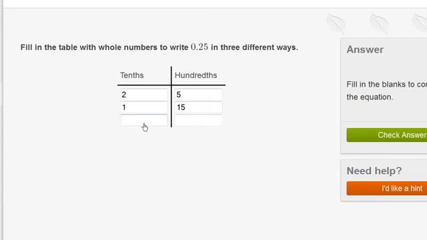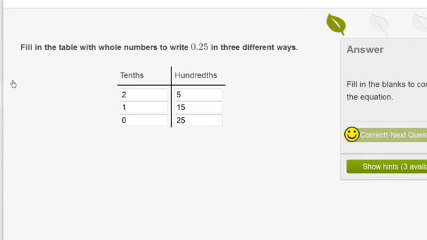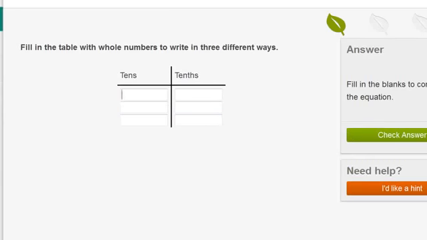Now another way you could do it, you could have no tenths and view it as all hundredths, because 2/10 is the same thing as 20 hundredths. So 20 hundredths plus 5 hundredths is 25 hundredths. Let's do a few more of these. These are a lot of fun.